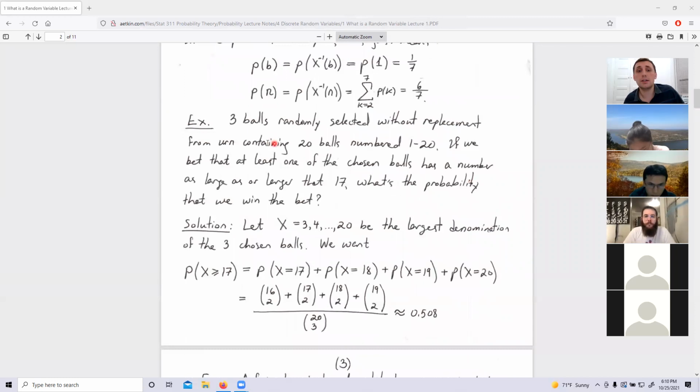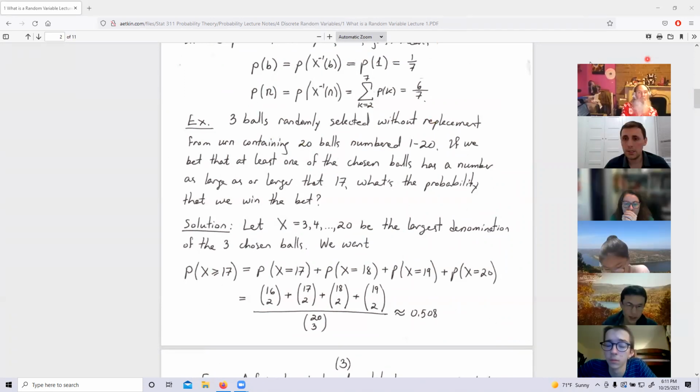So for instance, here is an example of relabeling universes. We had 3 balls that were randomly selected with replacement. The balls were numbered 1 through 20. We select 3, and the question is, what's the probability that the largest ball that's chosen is larger than or equal to 17? So I could solve this question directly. It's not a hard question.